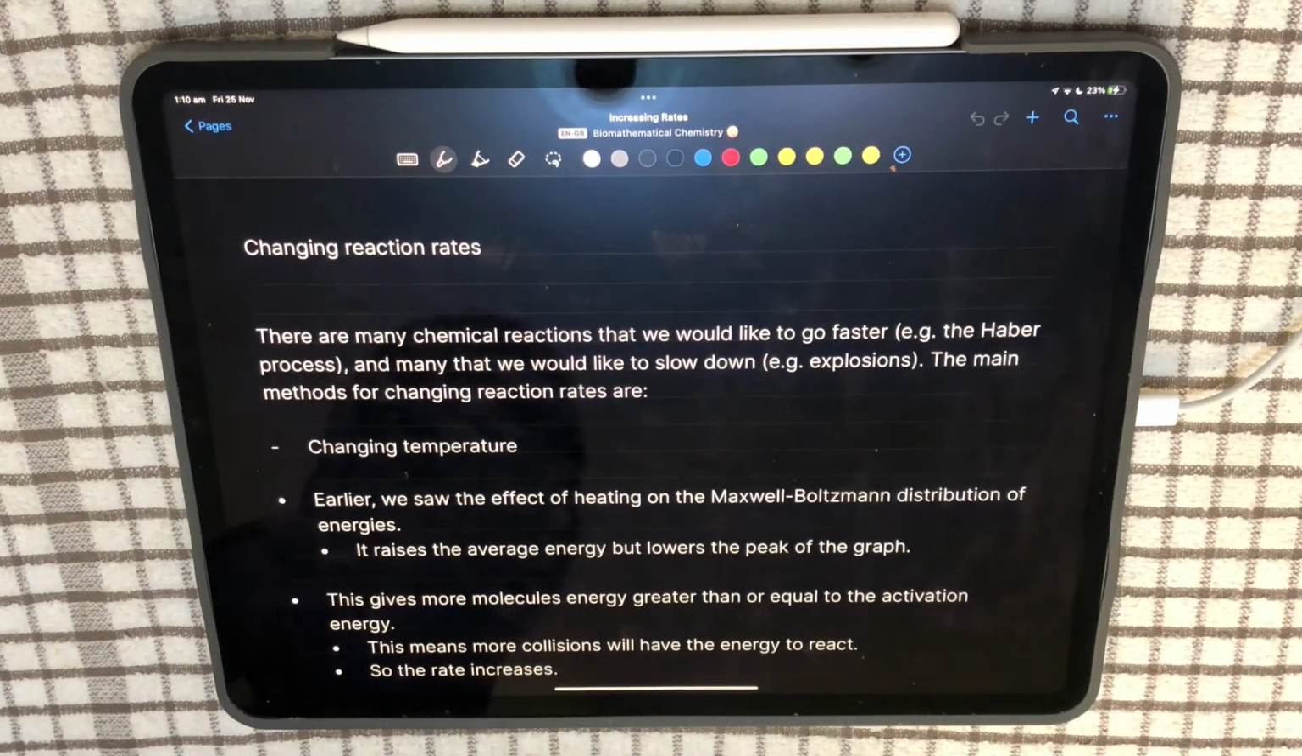Today I'm going to be doing a video on increasing rates. This follows after the Maxwell-Boltzmann distribution video, and I'm going to go straight into it. So this is the last topic on kinetics.